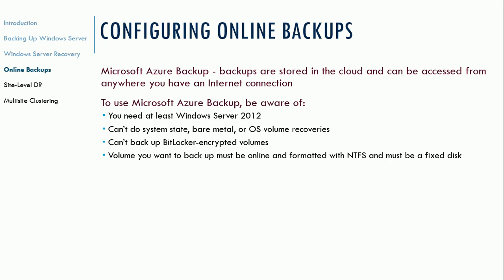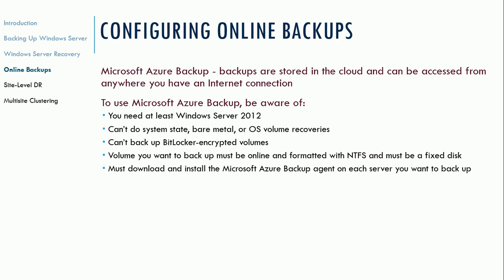So the volume you want to back up has to be online. It has to be NTFS. They don't yet support ReFS, unless they've added that since I've recorded this video, which is entirely possible. They've been doing a lot with Microsoft Azure lately, so they might actually have that included now. So you have to download and install the Microsoft Azure Backup Agent on each server that you want to back up. The Windows Server Backup feature should be installed, so you still have to install it.